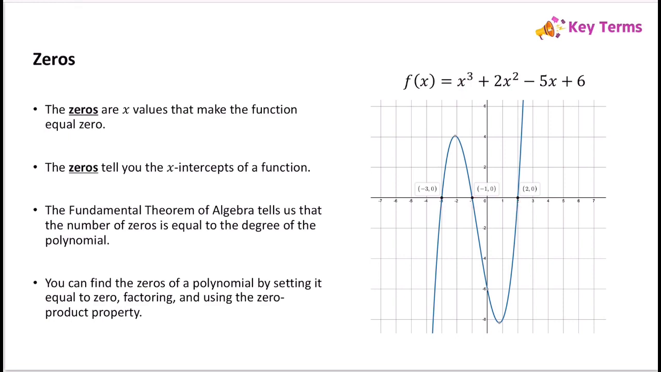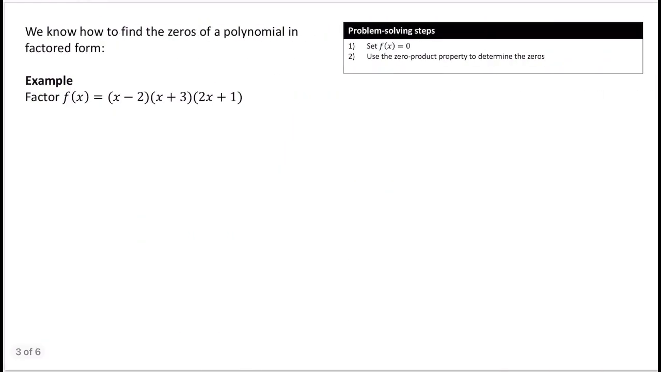Remember that you can find the zeros of a polynomial by setting it equal to 0, factoring, and then using the zero product property. I just want to remind you that we do know how to find the zeros of a polynomial if it's already in factored form. Remember, the zeros are the values that we get when we set the function equal to 0. So for example, this f of x is already factored. To figure out the zeros, we'd say that 0 equals x minus 2 times x plus 3 times 2x plus 1.